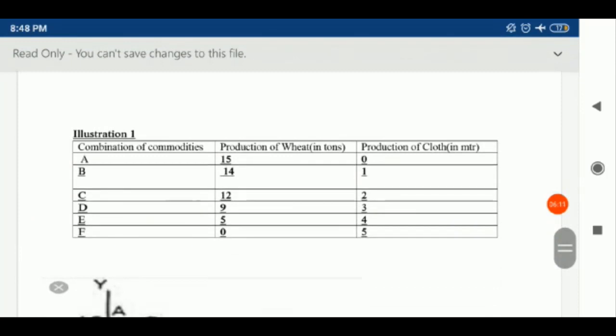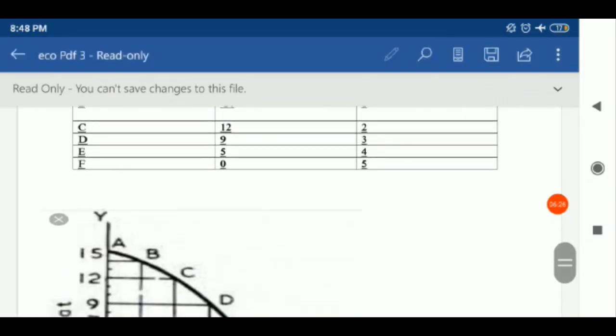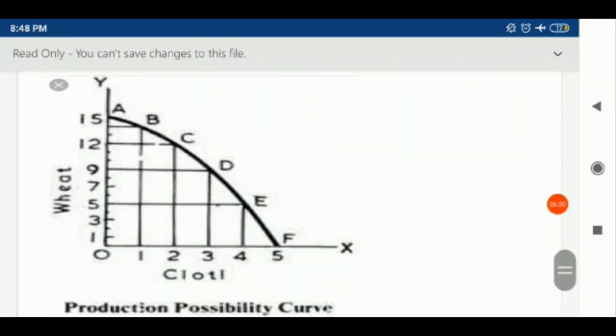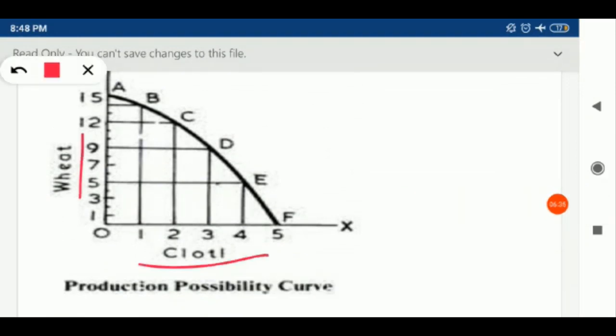Illustration: here are two goods which an economy is producing, that is wheat and cloth, and the production of these goods we have explained through a schedule, that is the table which I have mentioned here, and a graph that is called PPC. So on the y-axis we are taking wheat, and on the x-axis we are taking cloth. Why have we done so?